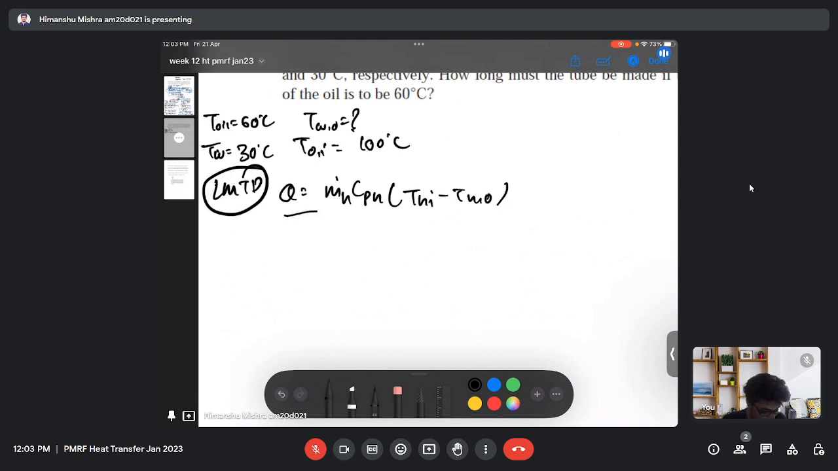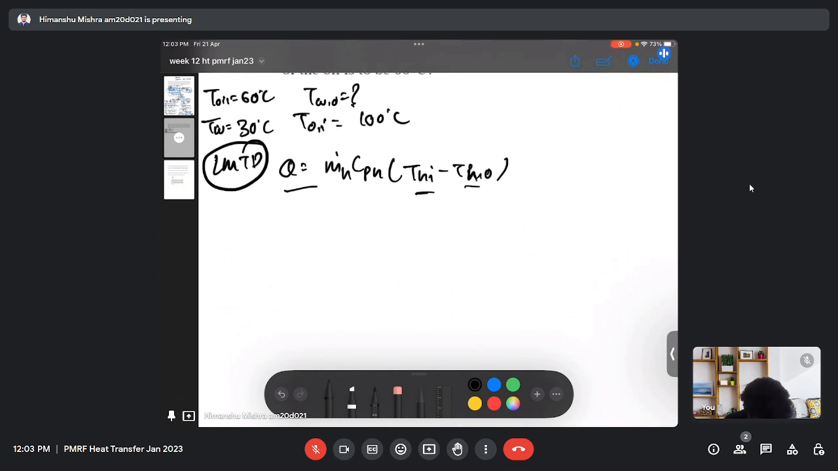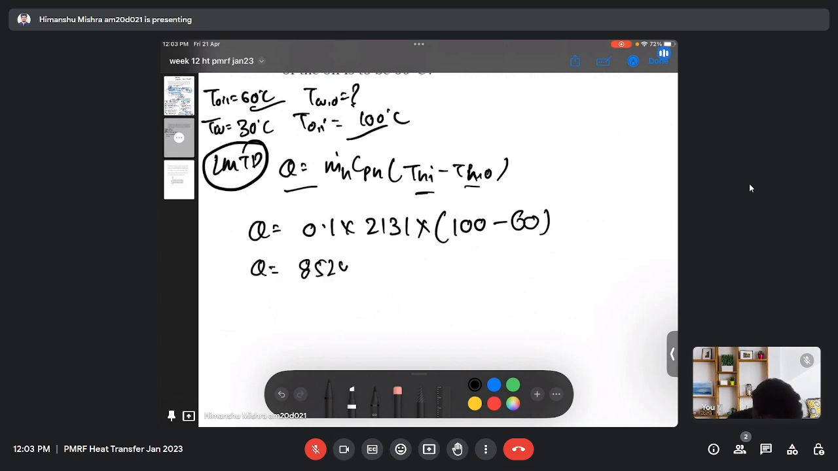So this is my actual heat transfer, where I consider the inlet and outlet of the hot fluid, which is oil. The mass flow rate of oil is 0.1, and this is the specific heat capacity of oil. The inlet is 100 and the outlet is 60. My actual heat transfer is 8524 watt.